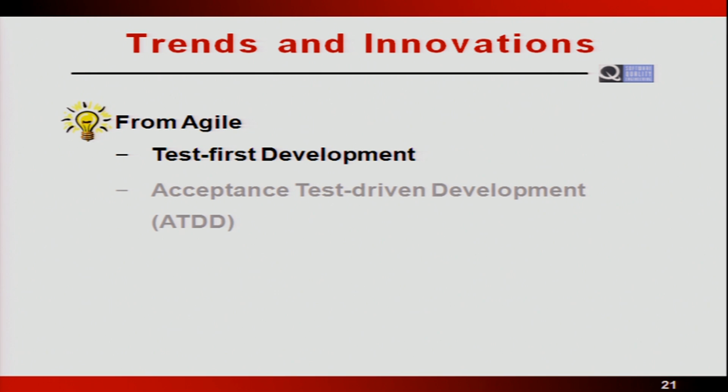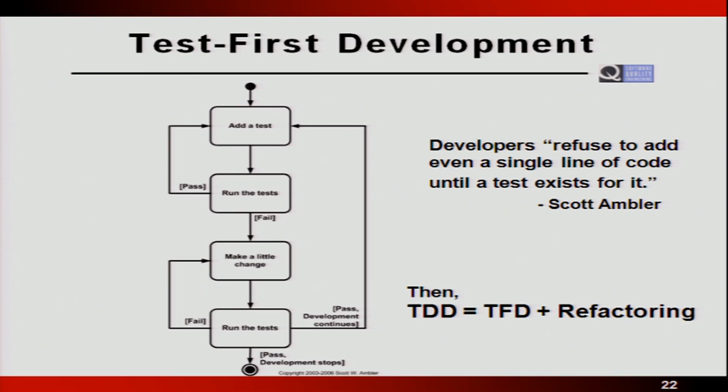All right. So that's the first batch of things. Now I want to talk about some trends and innovations that have come out of Agile. Two of those, first of all, test-driven development, and then acceptance test-driven development. So let's start with TDD or TFD. Again, how many are doing this? Small number. All right, so here's the idea.